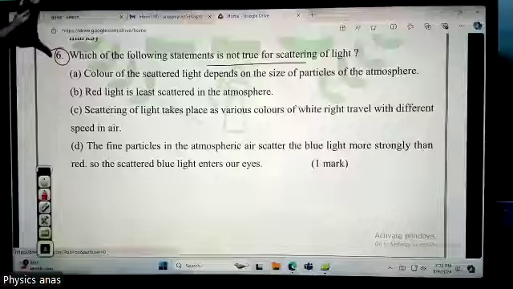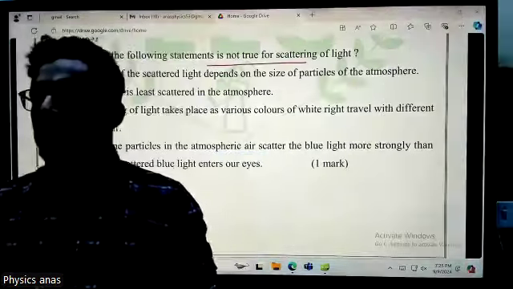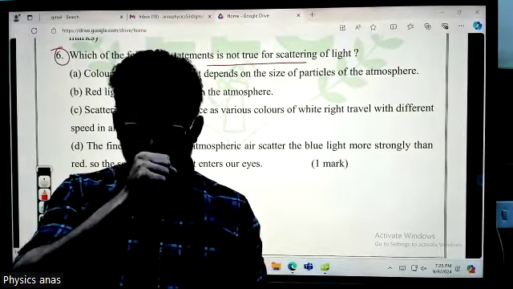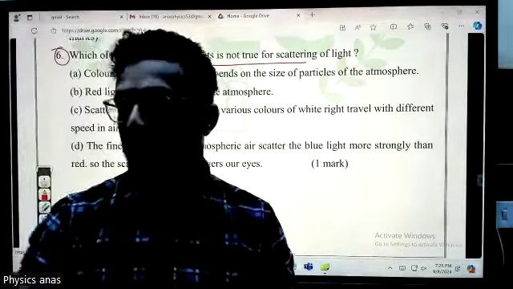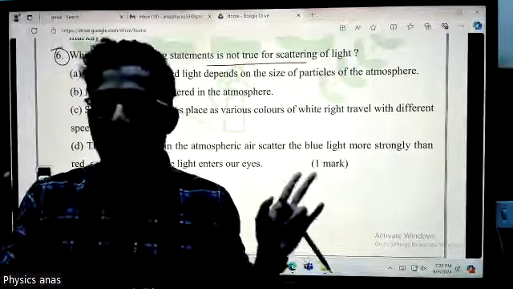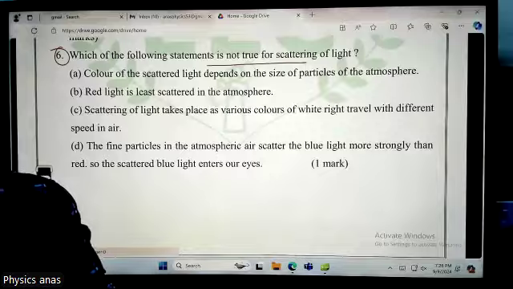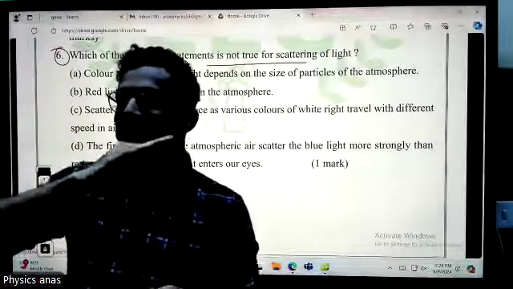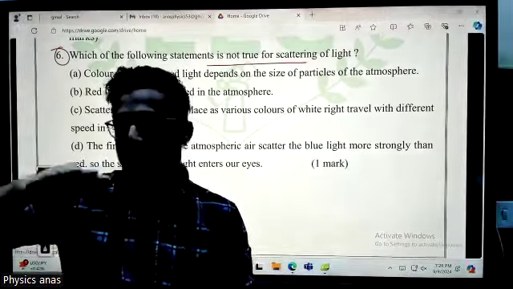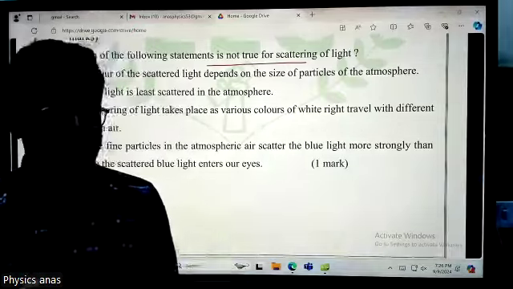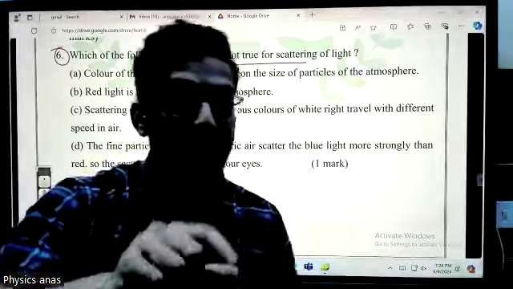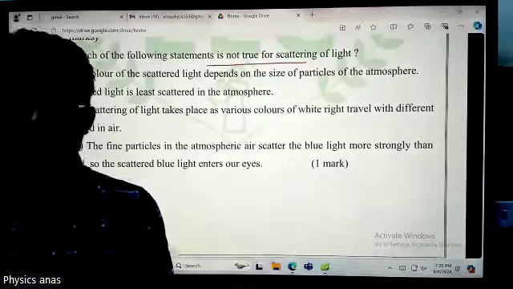Now look at the question. What are the other points about scattering? Scattering depends on the size of the particles and the wavelength. If wavelength is large, scattering will be very less. This is larger wavelength and this is lower wavelength. If wavelength is low, scattering will be more.